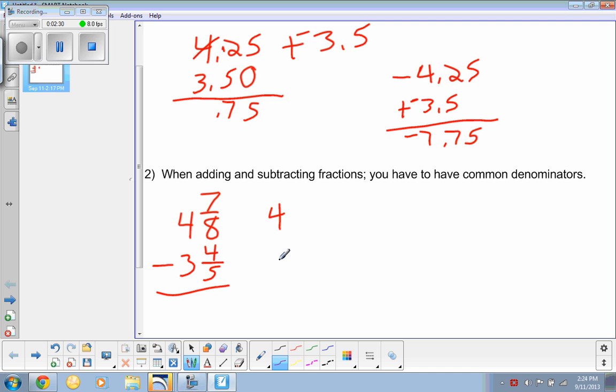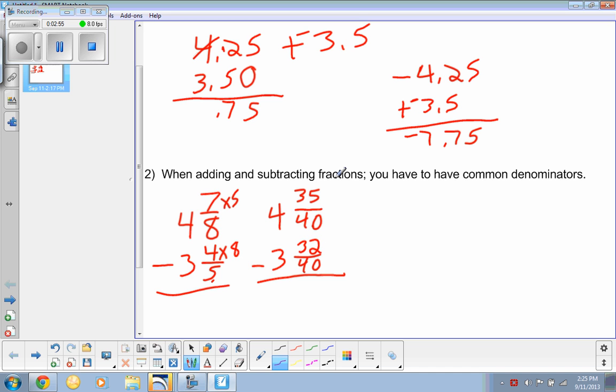So I can leave the whole numbers alone. And I'm just going to get a new common denominator. So what number do both 8 and 5 go into? 40. So 8 goes into 40 5 times. So then you take 7 times 5 to get your new top number. 5 goes into 40 8 times. So 4 times 8 is 32.